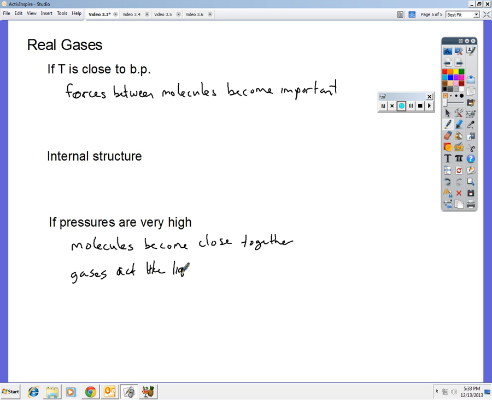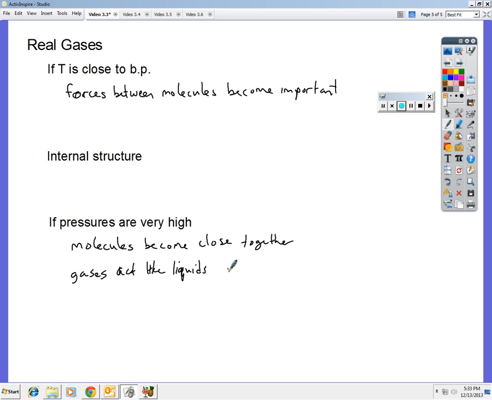And there's actually something called the critical point, where at temperatures and pressures that are sufficiently high, there's no distinction between a liquid and a gas. You will not be asked to calculate anything near the critical point in this class.